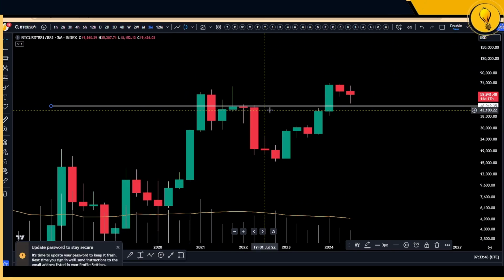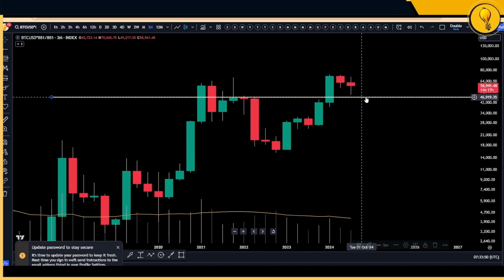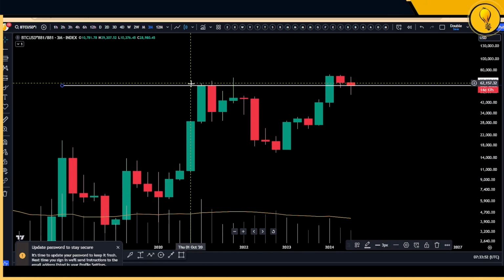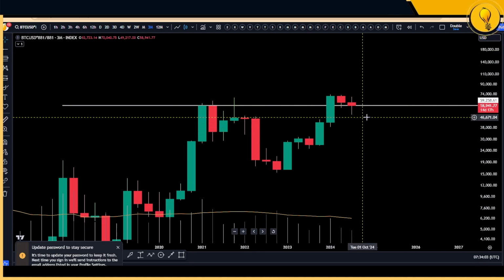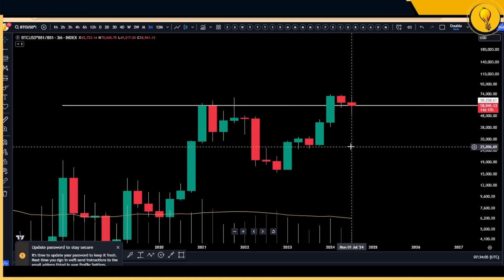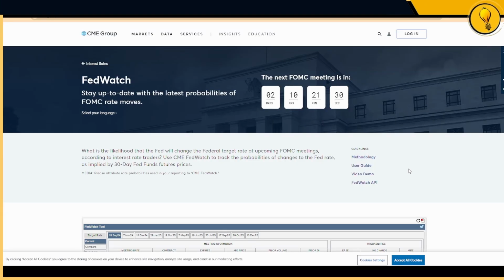And finally, this chart, okay, the 3-month chart, the key level is going to be these kind of closes right over here coming in from 2021. So yeah, a lot going on at the moment, but this analysis doesn't end over there. We do have the next FOMC meeting in 2 days and 10 hours.